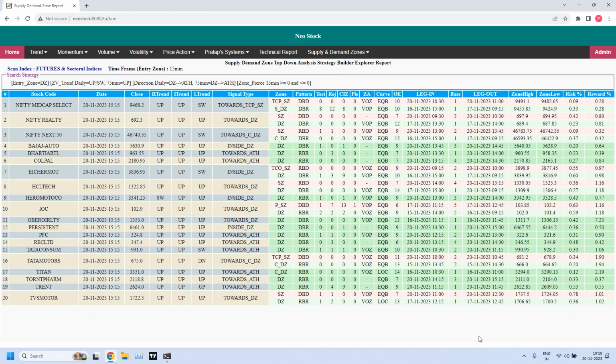So 20 stocks are filtered now. These 20 stocks are not having daily supply zones and 75 minute supply zones. As for 15 minute supply zones, few stocks are having them, and few stocks are not having 15 minute supply zones also. So this is the list of 15 minute stocks supporting the bullish trade setup. Now let us look into the bearish trade setup.